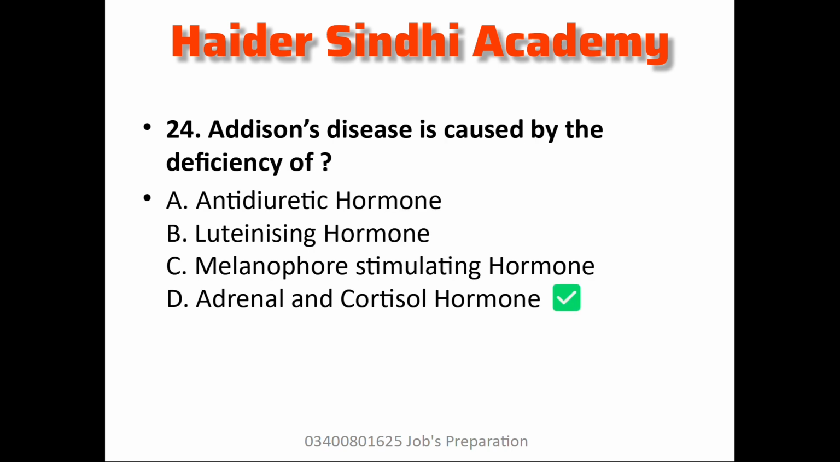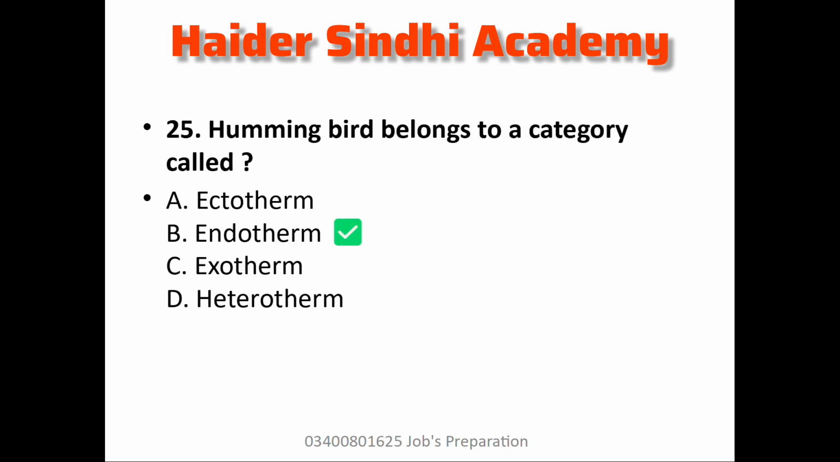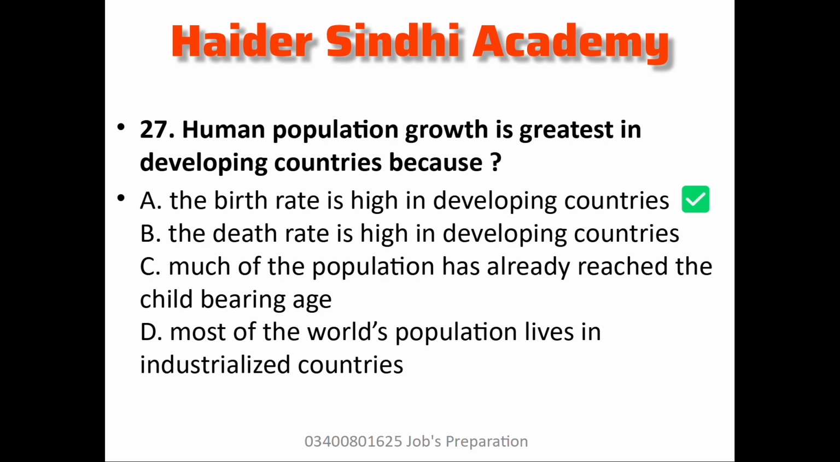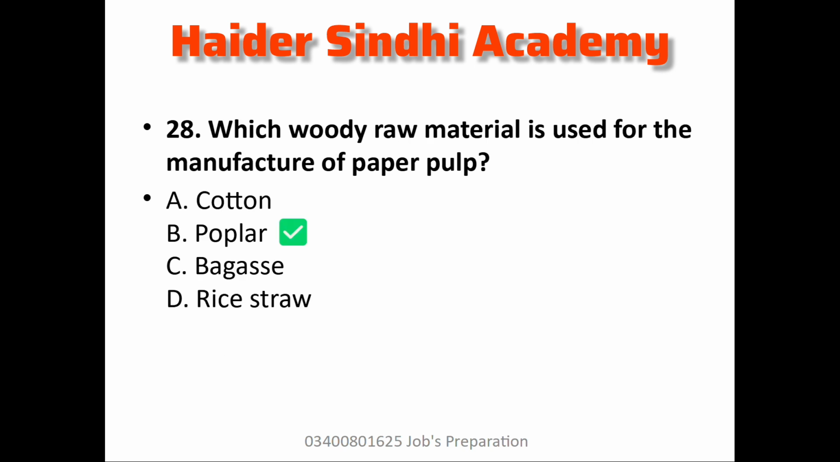Addison disease is caused by the deficiency of adrenal and cortisol hormone is the correct option. Hummingbird belongs to the category called Endotherm is the correct option. Human population growth is greatest in developing countries because the birth rate is high in developing countries. So option A is the correct option.